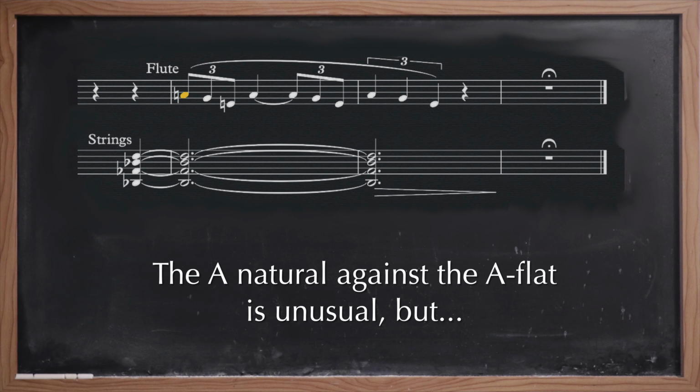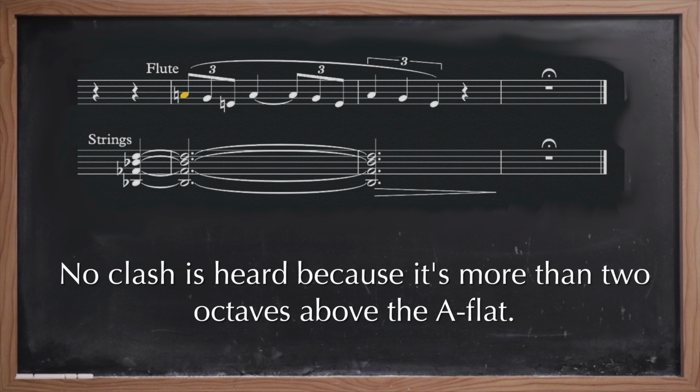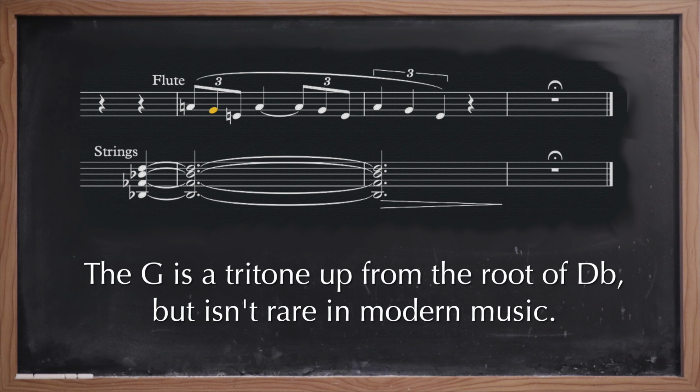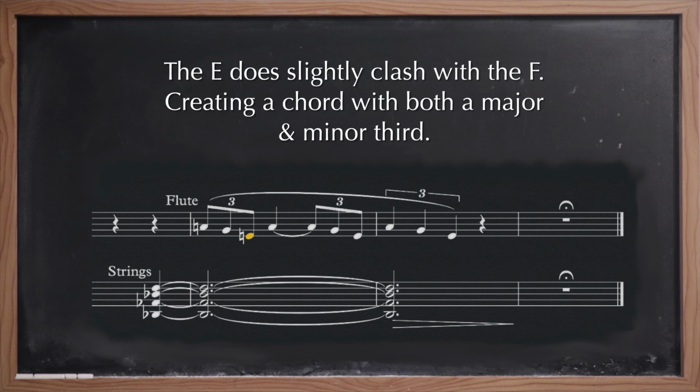You might think the A natural would clash against the A flat in the strings, but it doesn't because the highest A flat is way down in the low strings, more than 2 octaves away from the A natural in the flute. The G against the A flat is no big deal because, again, that's just a tritone sound against the D flat root. But the E natural note is a little unusual because it would clash against the F if it were placed lower in the chord voicing.